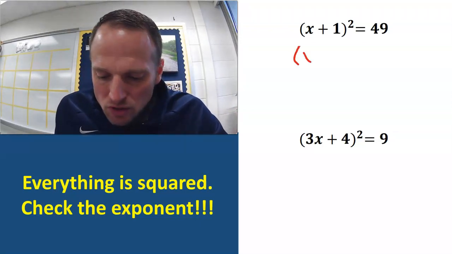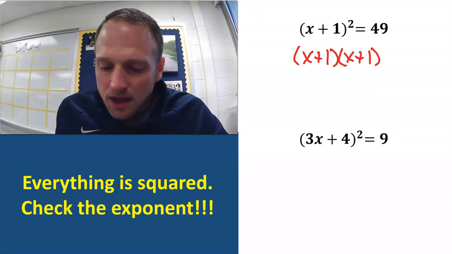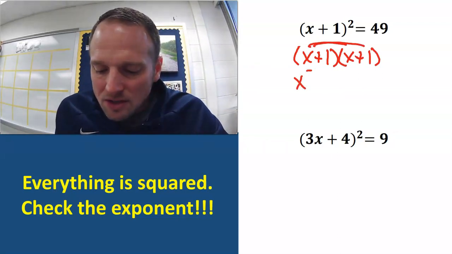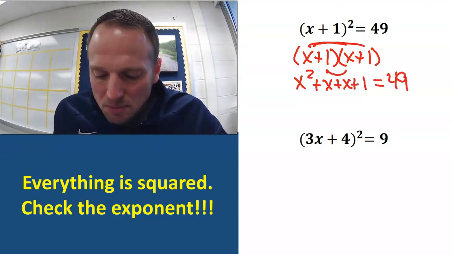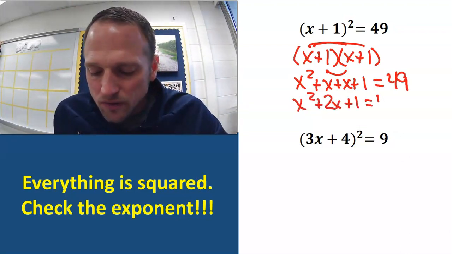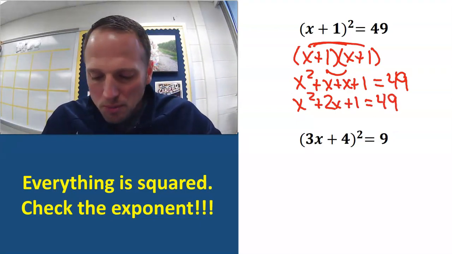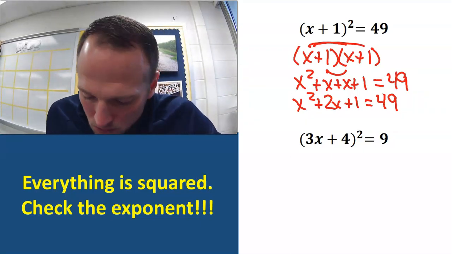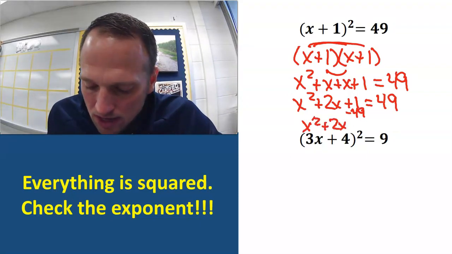x plus 1 squared just means x plus 1 times x plus 1, and so we could FOIL this out. x squared plus x plus x plus 1 equals 49, and simplifying this side, x squared plus 2x plus 1 equals 49. All I did was square that out, using the double distributive property. Now this has to be equal to 0, so we subtract 49 and get x squared plus 2x minus 48 equals 0.